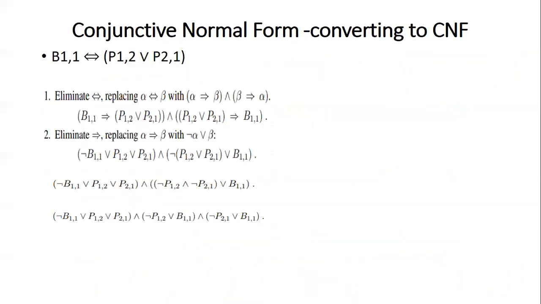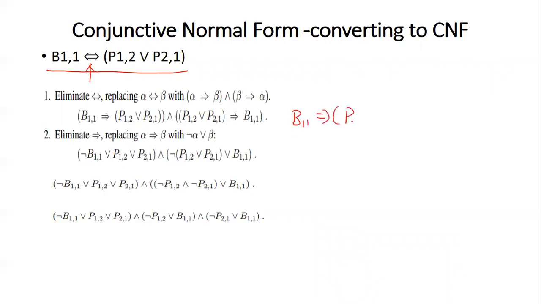Okay. Fine. So let us discuss one example for converting a sentence to conjunctive normal form. Let us consider this sentence: B11 bidirectional, pit in 1 comma 2 or 2 comma 1. Now this sentence includes bidirection. So before applying resolution, it should be in conjunctive normal form. So first we are going to remove this bidirection. When you remove this bidirection, it will become like this.